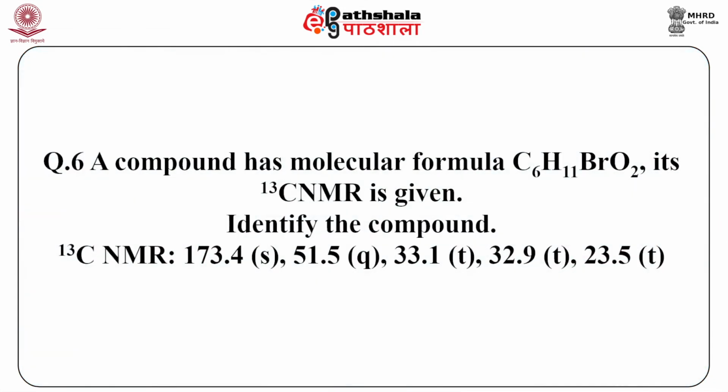A compound has a molecular formula C6H11BrO2. Its carbon-13 NMR data is given as 173.4 singlet, 51.5 quartet, 33.1 triplet, 32.9 triplet and 23.5 triplet. This data shows us the splitting, as this is a coupled spectrum for carbon-13. Again, double bond equivalence was found to be 1, which most likely shows the presence of either a double bond or a carbonyl group.